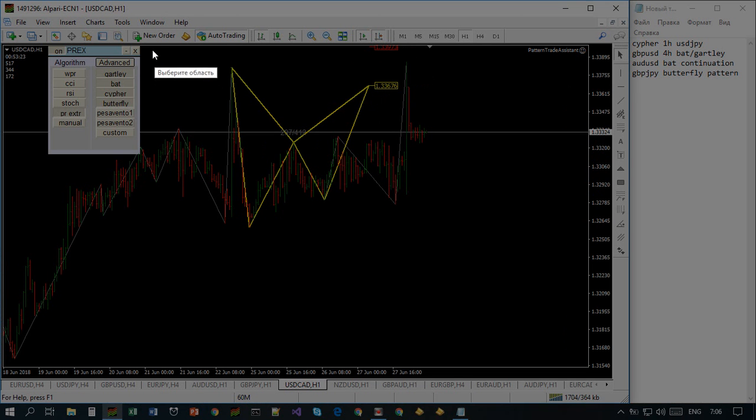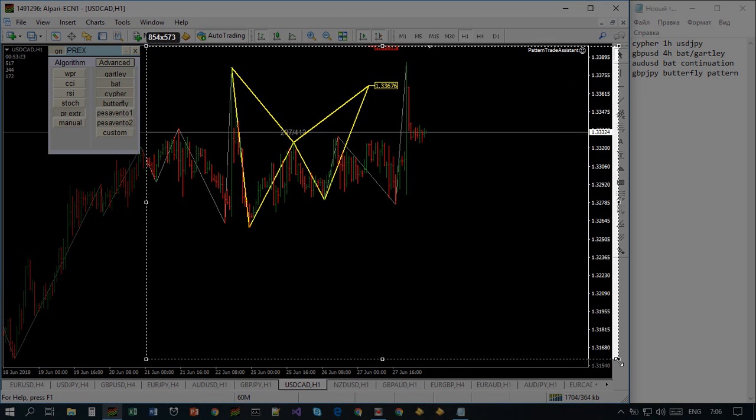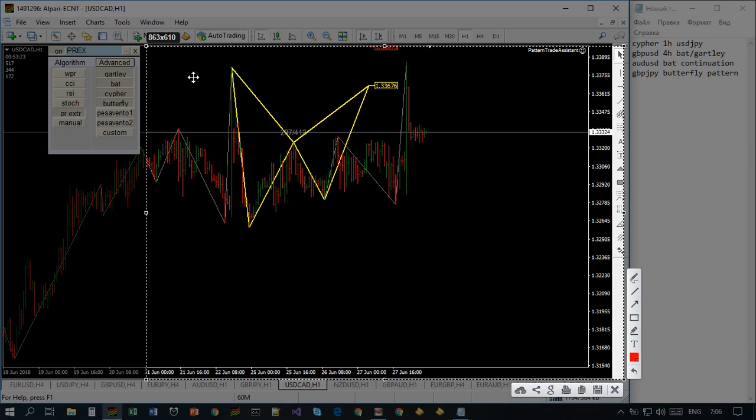I need to have a drawing panel back. I'm using a light screen tool, so I draw something here and I save it on my computer or to the cloud, and then I can send it to anybody.